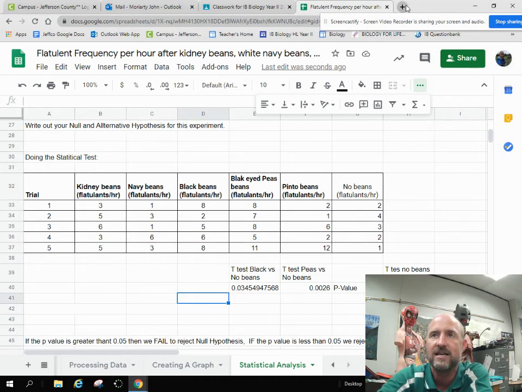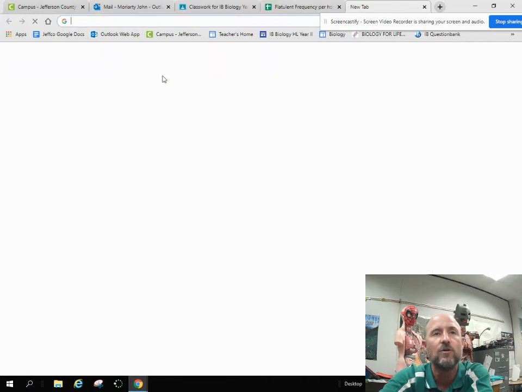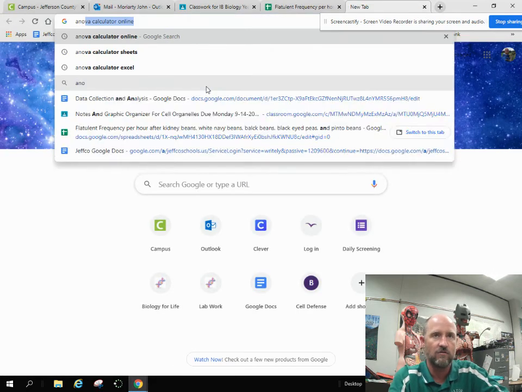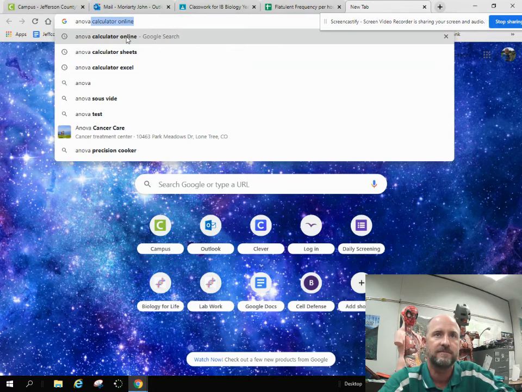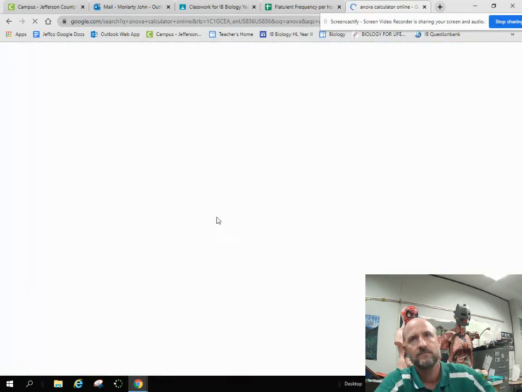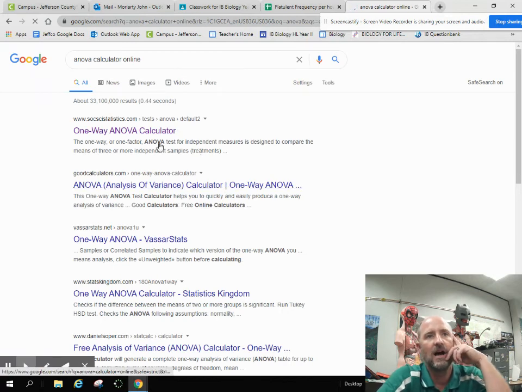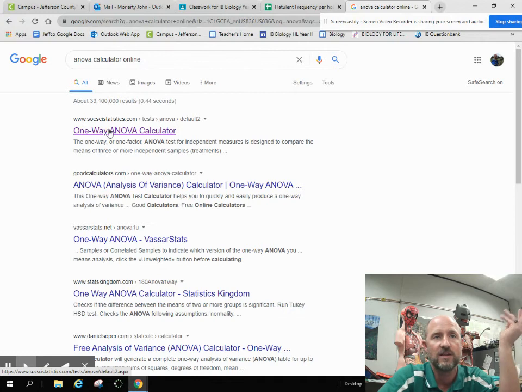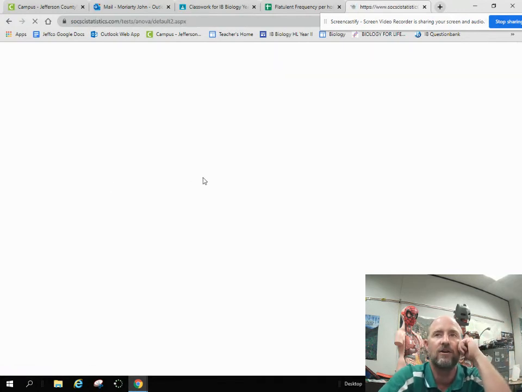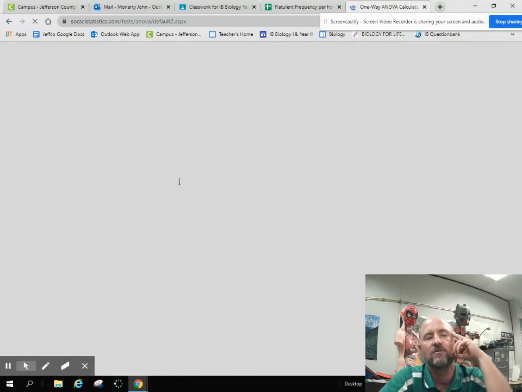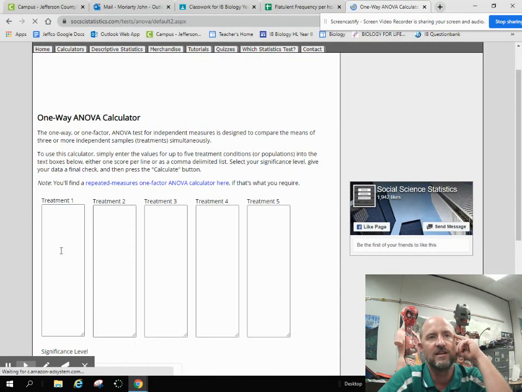So how I'd have you guys do an ANOVA test, because Sheets doesn't do it. If you have Excel, it does do it, but you might not have that. So we're just going to click over onto Google and type in ANOVA calculator online. Okay, most of them work pretty well. I recommend finding a really easy one. This first one that pops up for me is really, really easy. So I just click on this one-way ANOVA calculator. That's what I want you guys to use. Don't worry about anything else. And this one's really easy.